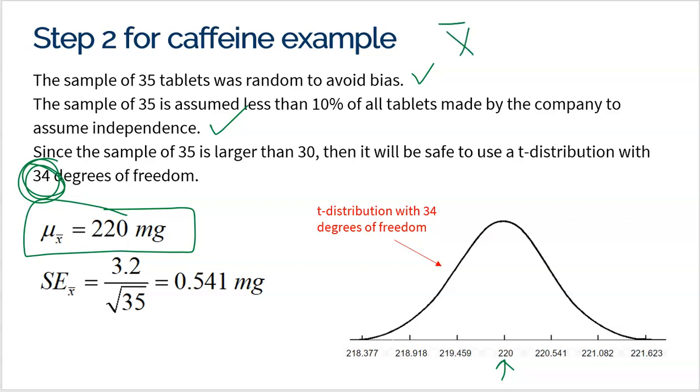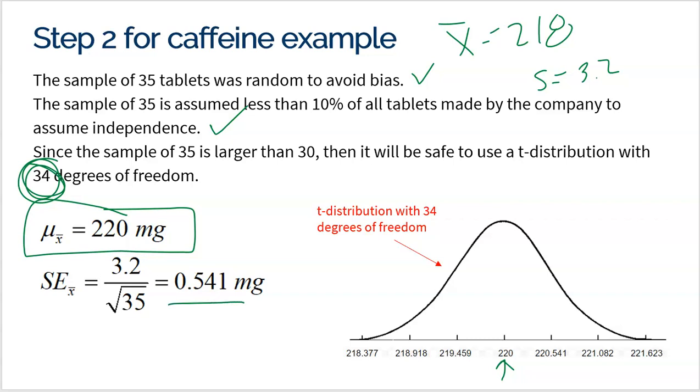Let me just write this information real quick here. If you remember, the mean of our sample was 218. Sorry for my messy handwriting. And the standard deviation of our sample was 3.2. So I'm taking that 3.2, dividing it by the square root of my sample size, 35, and that's how I get the standard error at 0.541.